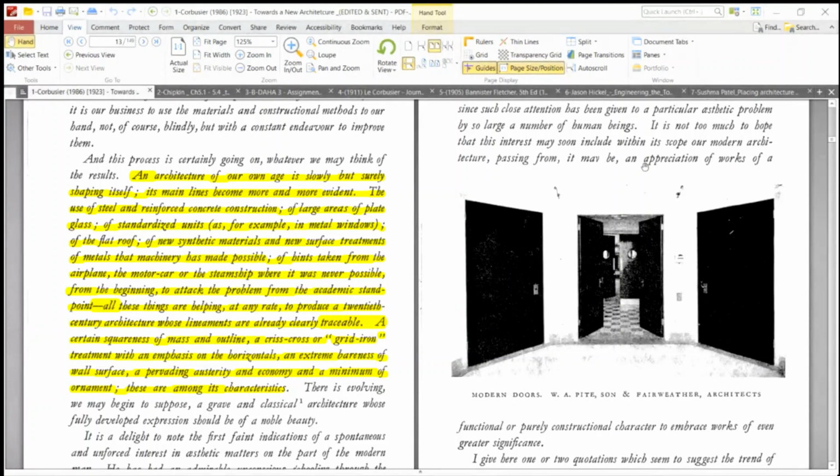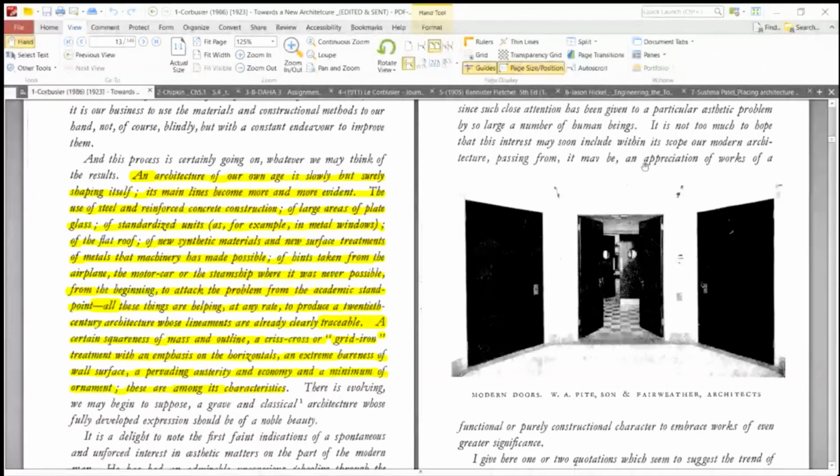Reinforced concrete, we can now make bigger, taller buildings, you know. Large areas of plate glass, you know, we don't need bricks holding up a building. We now have reinforced concrete and we can have huge areas of glass. We can standardize things. Everything doesn't have to be made by a craftsman and take forever. We can industrialize things. We have new kinds of materials, metals, and then he continues.